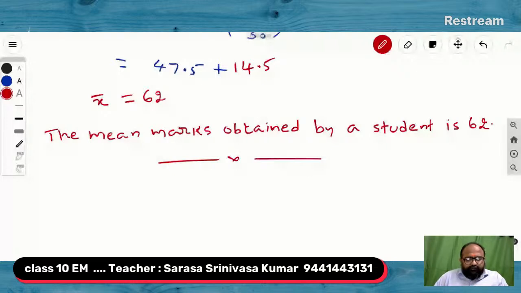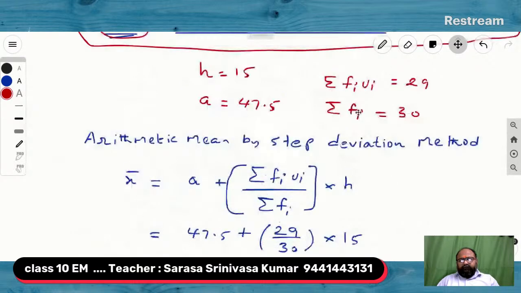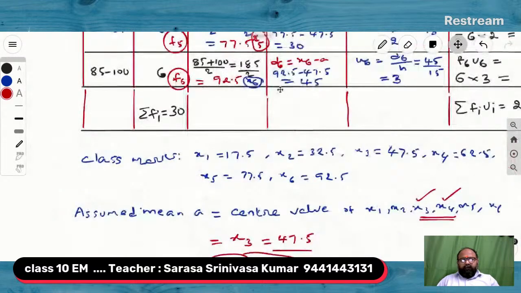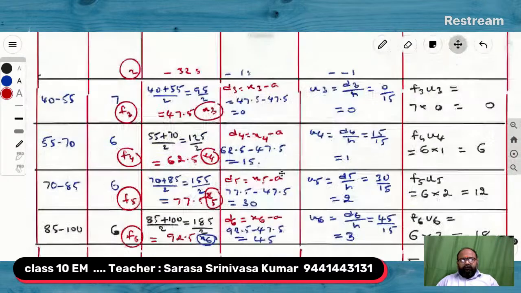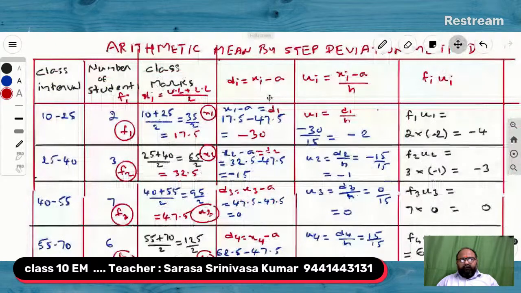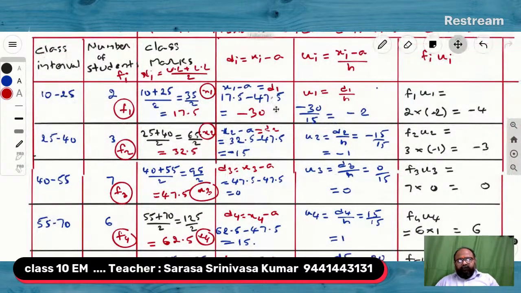Dear students, I would like to explain this step deviation method so that all of you will be able to understand it in a better way. Here the most important thing is preparing the table. If you learn how to prepare the table, then it will be very easy.